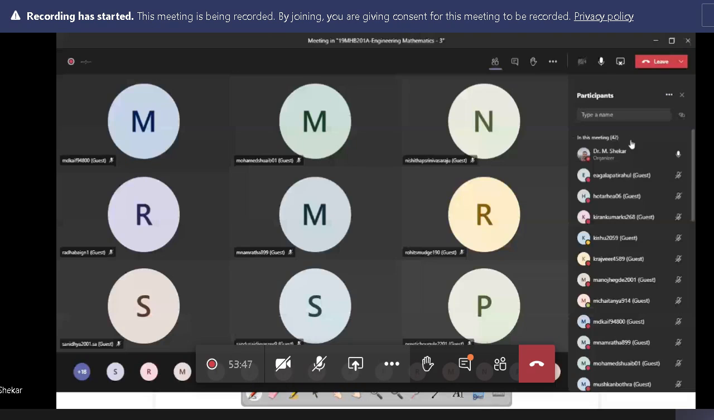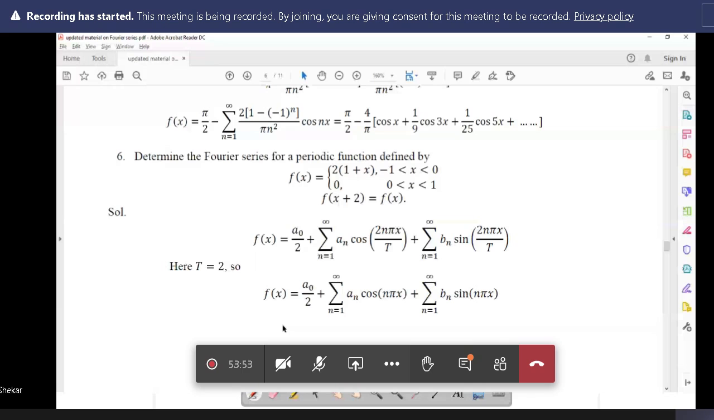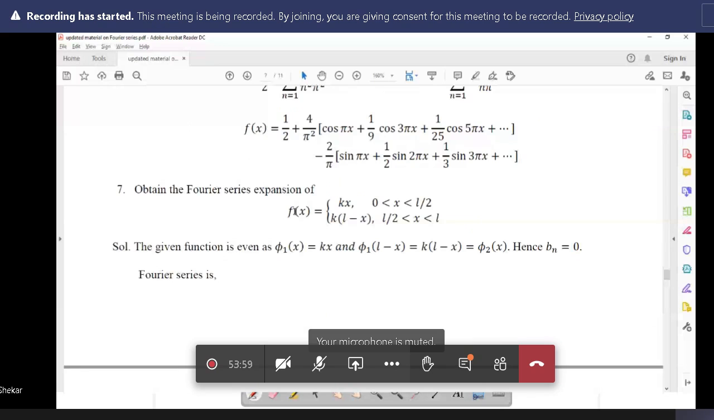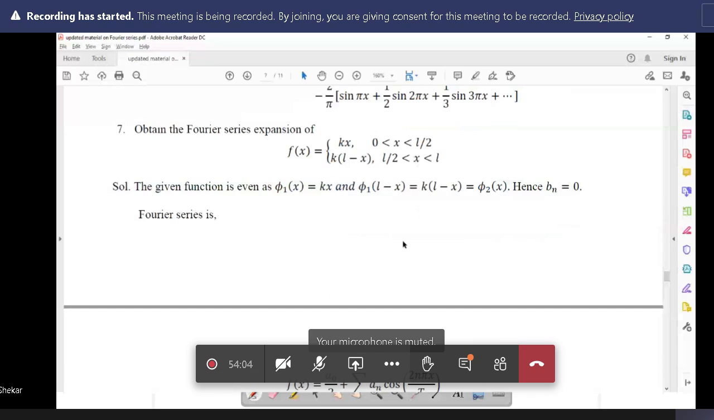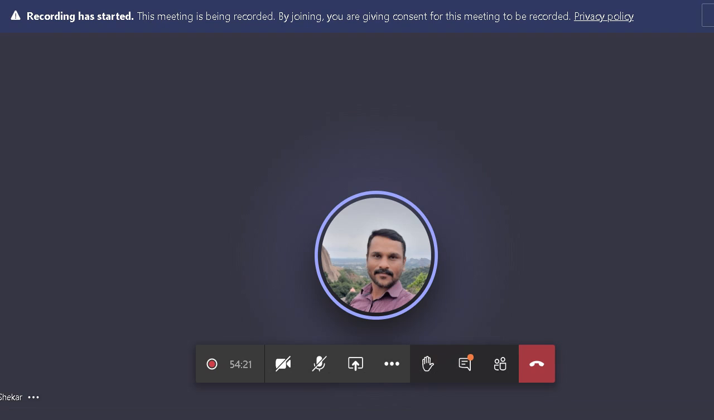In the given notes, we have only one example remaining. I'll take that tomorrow and finish the Fourier series in the next class, and we start another type of Fourier series. Let me see in the next class. Any doubt? If you have any doubt, let me discuss.